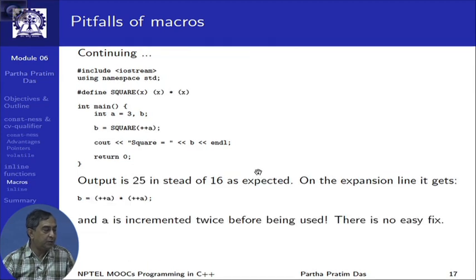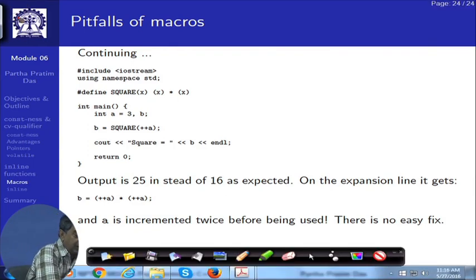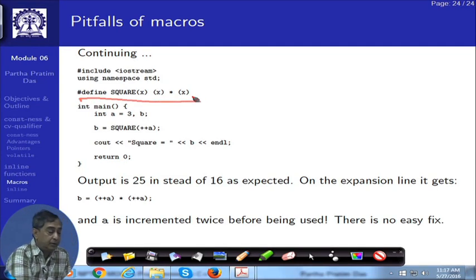What is really disturbing is that you have to remember that every time you write x, you have to put a parenthesis around that, otherwise you might get surprises. But next let us see an example where the situation is actually worse, because here we have fixed the definition of the macro.